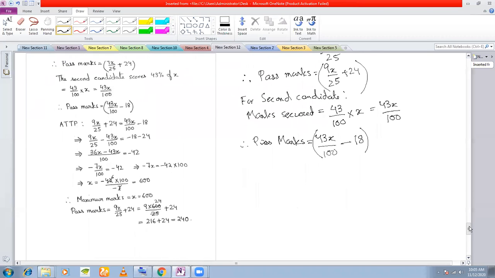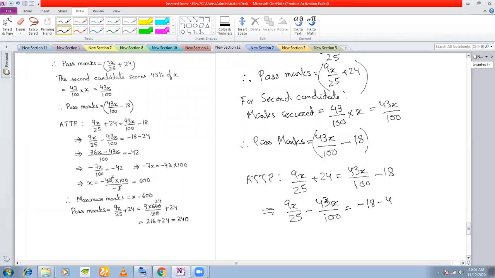So now in both the cases, the pass marks have to be the same because they are appearing for the same exam. So pass marks of the first candidate must be pass marks of the second candidate also, because pass marks is the same for all. Okay. So now you can solve this equation. You can take x's together on one side, 9x by 25 minus 43x by 100. And you can take all the numbers on the other side, minus 18 minus 24.